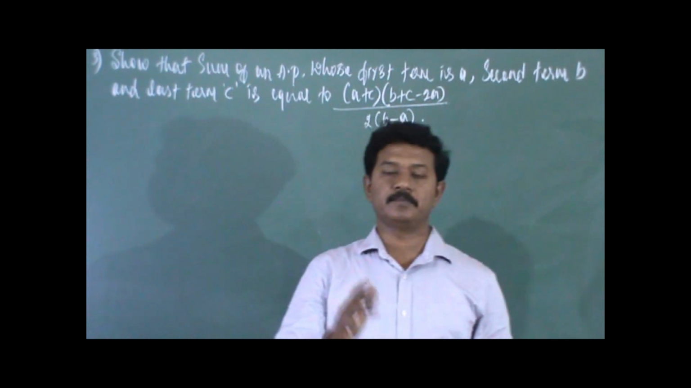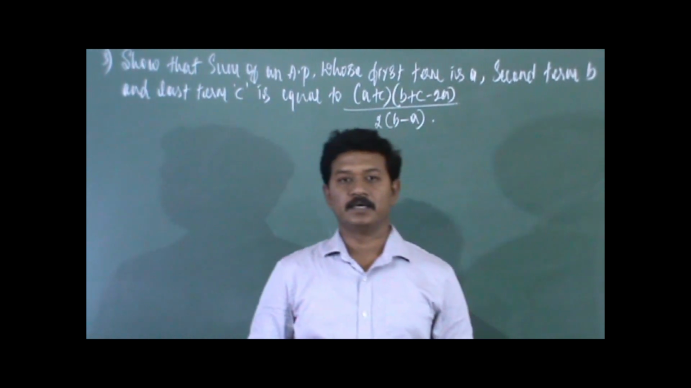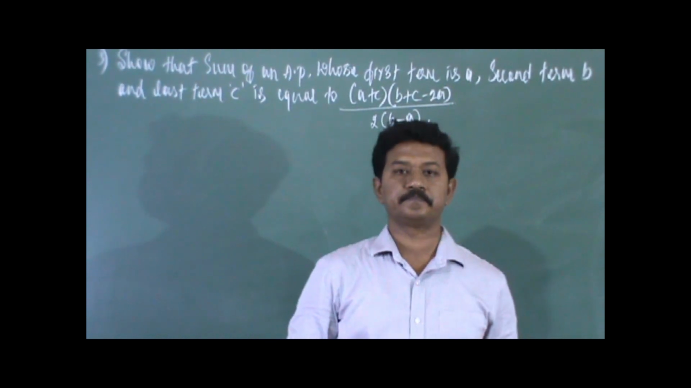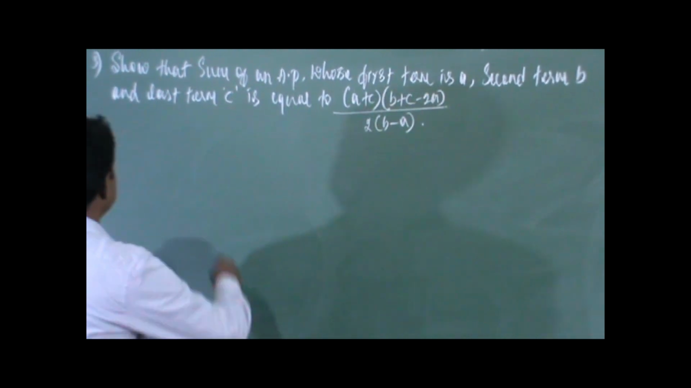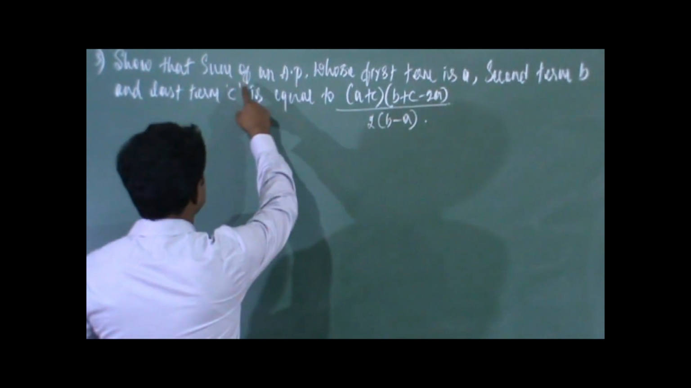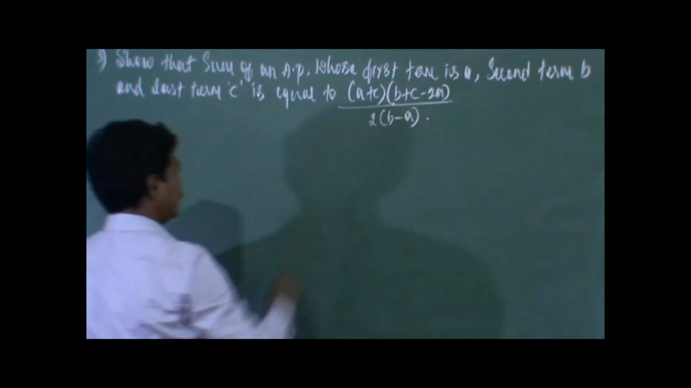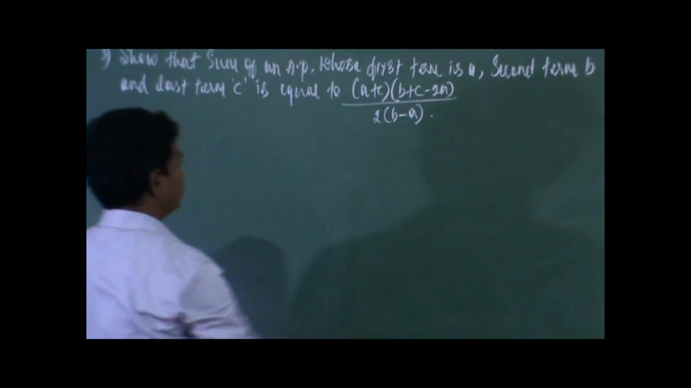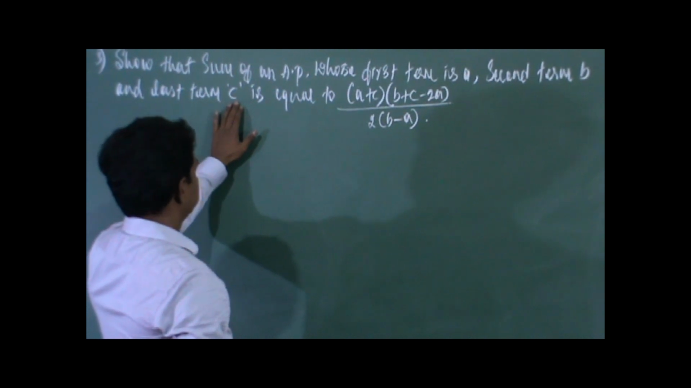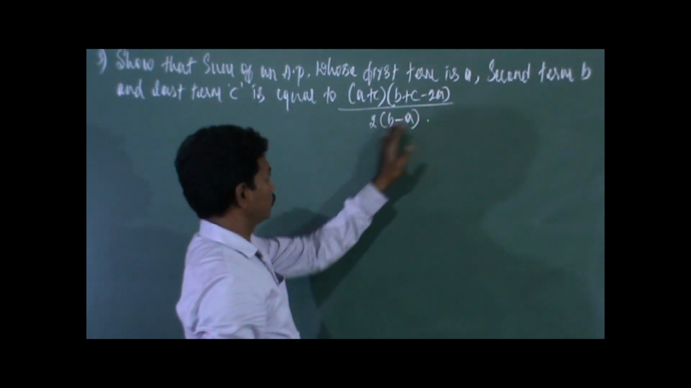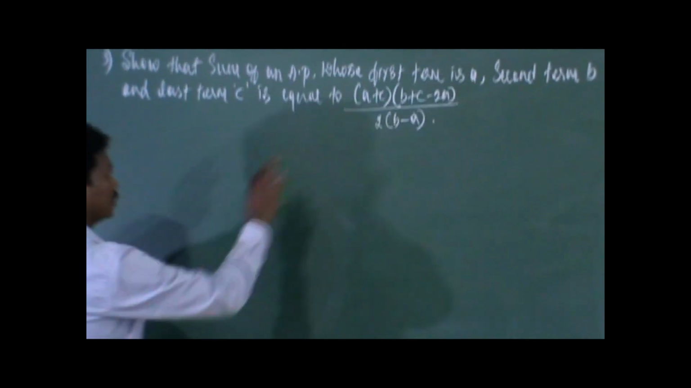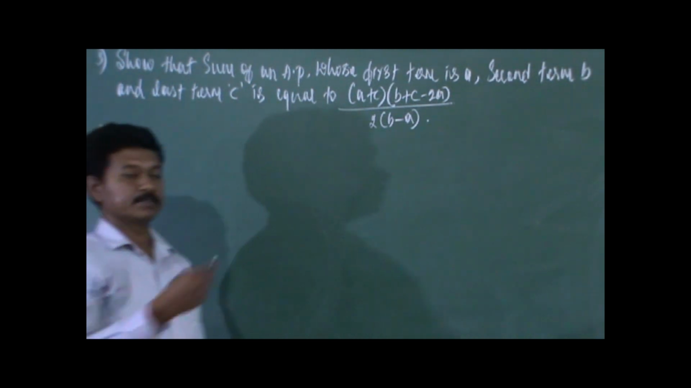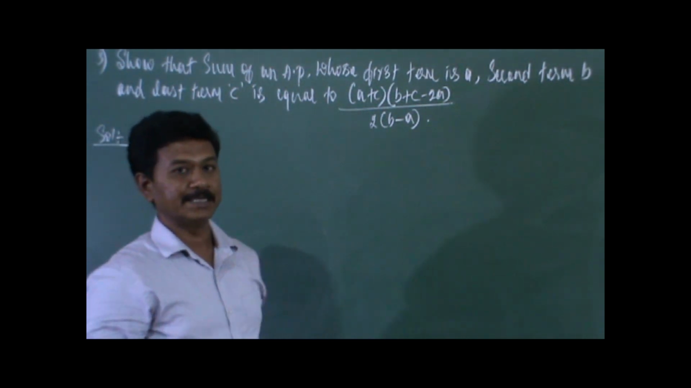Okay, we'll go with the next problem on arithmetic progressions. Very important. This is for 3 marks. It was asked in the NCERT examination. We'll go with this. Very important. Show that the sum of an AP whose first term is A, second term is B and last term is C, is equal to (A plus C) into (B plus C minus 2A) by 2 into (B minus A). You have to show that. Okay, it is an identity, because any problem which comes as show that, we call them identities.